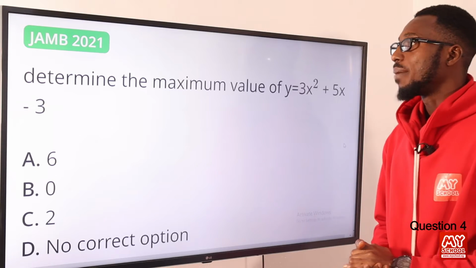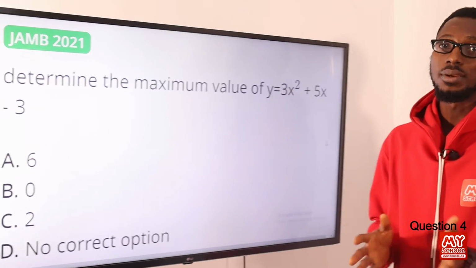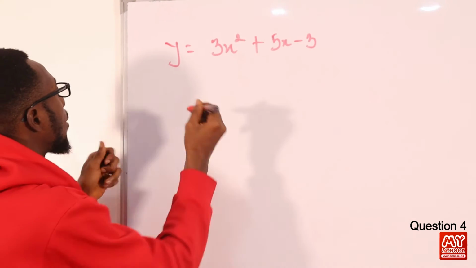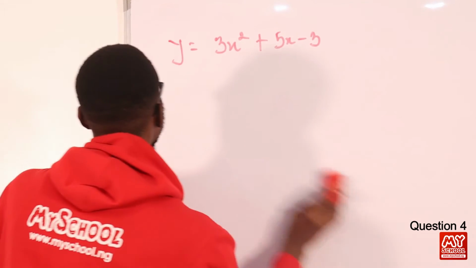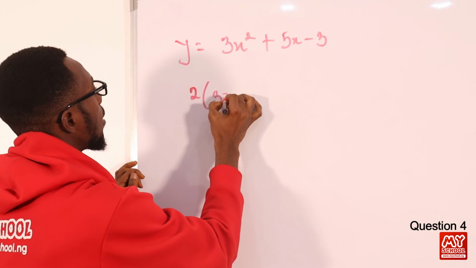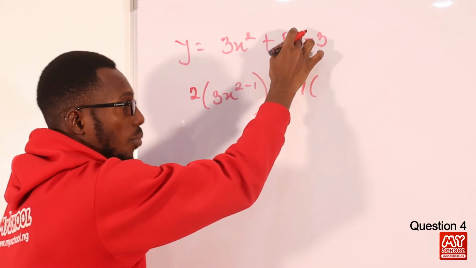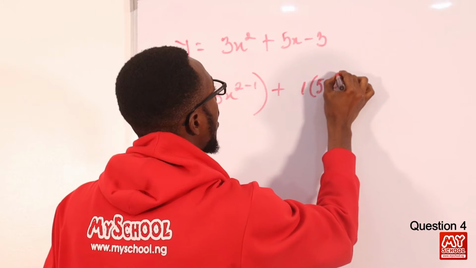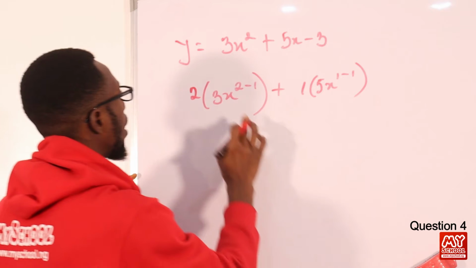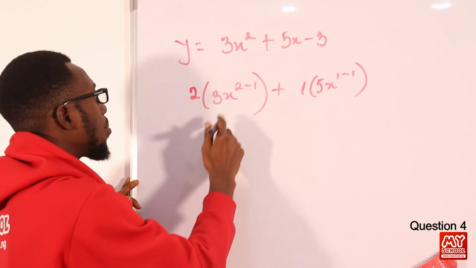4. Determine the maximum value of y equals 3x squared plus 5x minus 3. At first, we have to differentiate, right? So when we differentiate, okay, let me just write out the expression. So I will just have 2 times 3x to the power 2 minus 1, plus 1 times 5x to the power 1 minus 1, and this is actually 0. So 2 minus 1 is still 1, so x raised to the power 1, that is x.